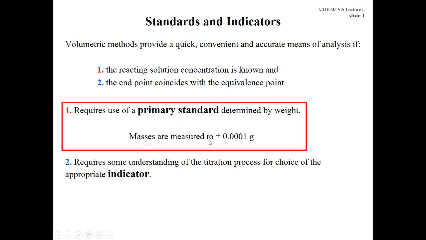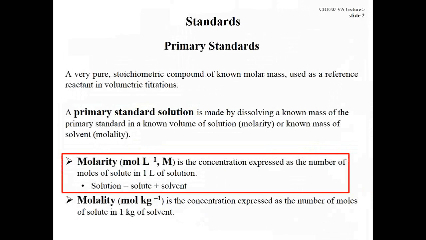The masses are measured up to plus or minus 0.0001 gram. That is 0.1 milligram accuracy. The primary standard must be a substance that is very pure and it is a stoichiometric compound. That is, the molar mass is known accurately.